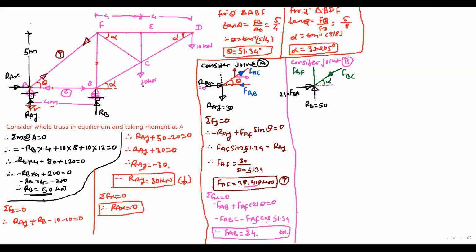So what were we doing here? BC, sorry, B up. What about the direction? Down or up? Down. It will be down like this. Okay, we are assuming it.